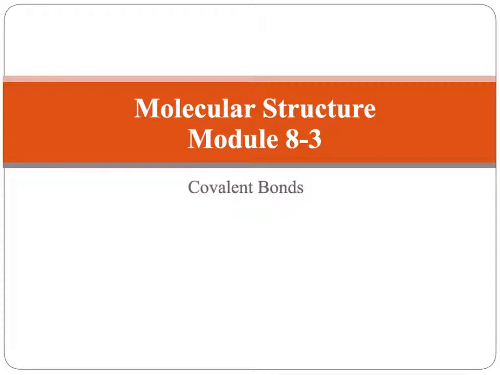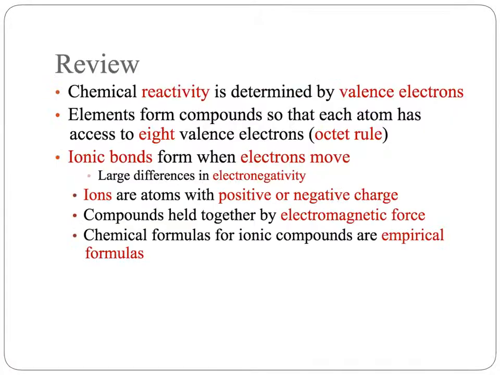In this video, I'm going to talk about covalent bonds, which are the kind of bonds found in covalent compounds. Let's start with a little bit of review. Remember that chemical reactivity, or how elements react with each other, is determined by the valence electrons, those electrons in the outermost energy level of the element. And elements react together to form compounds so that each atom will have access to 8 valence electrons. We call that the octet rule.